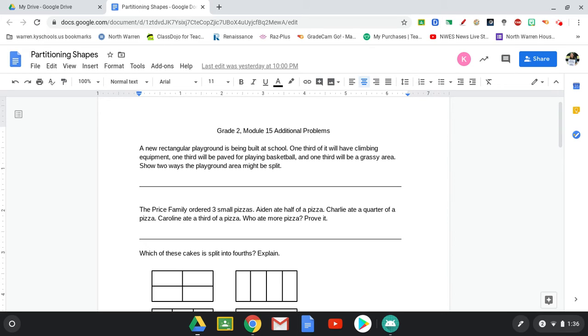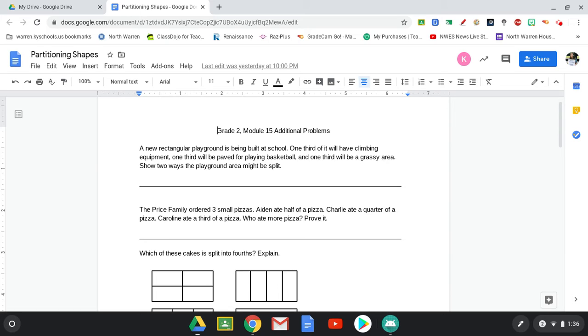A new rectangular playground is being built at school. 1/3 of it will have a climbing equipment. 1/3 will be paved for playing basketball, and 1/3 will be a grassy area. Show 2 ways the playground area might be split. Okay, so we need to show 2 different ways to equally split a rectangle into thirds.